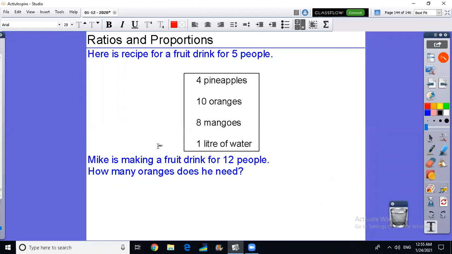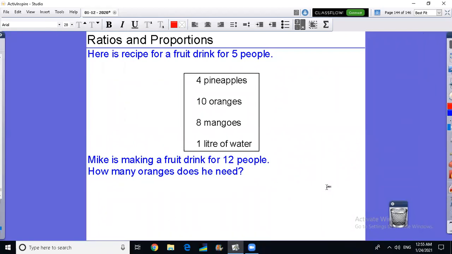The next question here. Mike is making a fruit drink for 12 people. Oh, they're at the beginning of the questions here. Here is a recipe for a fruit drink for 5 people. Mike is making a fruit drink for 12 people. How many oranges does he need? Guys, they didn't mention anything about the pineapples. They're just putting it over there. It's just an extra information. I don't need to write all these numbers. The question is just only about people and oranges.